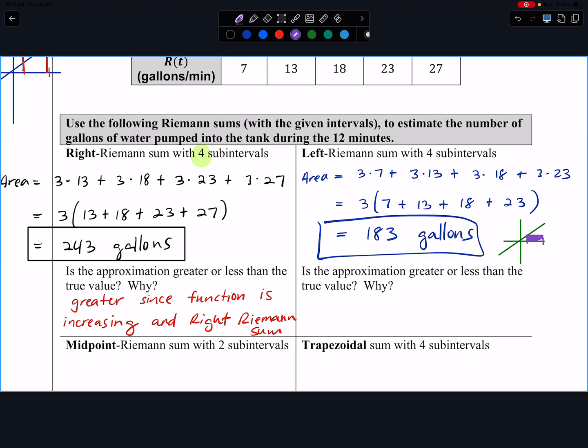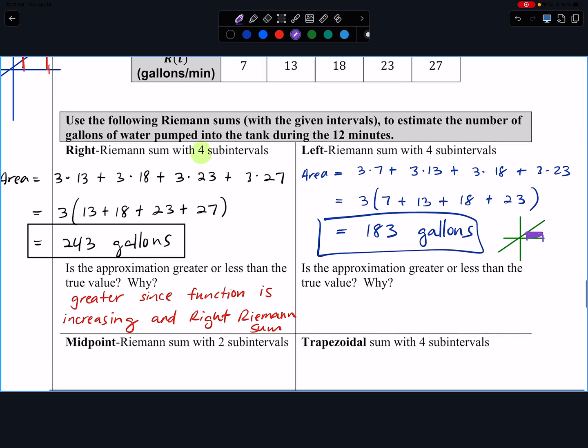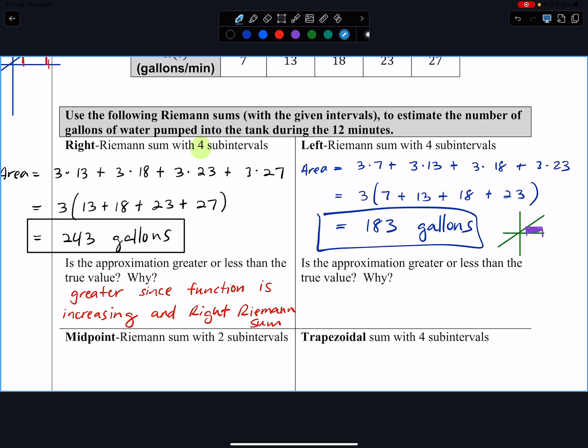So is it greater or less? I'm going to say it's less because since we know our function is increasing, and it's a left Riemann sum.